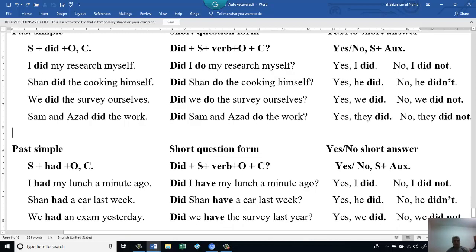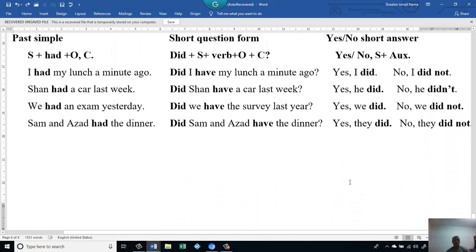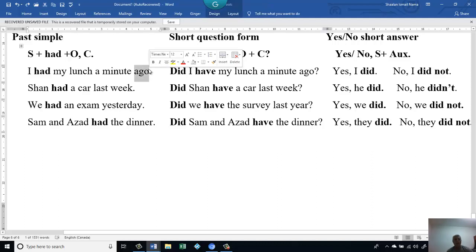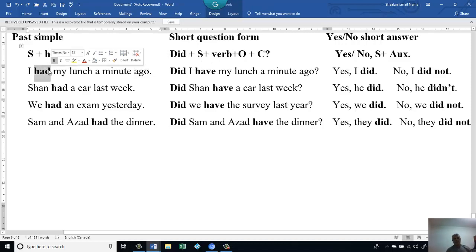Let's see here. If I have had, same thing. I had my lunch a minute ago. Then I know definitely it happened before now, because I have here "ago," an indication of time in the past, and also I have "had," which is the past of have. If I want to change it to a short answer question, I have to have an auxiliary verb. Here, had is not an auxiliary verb, it's the main verb.